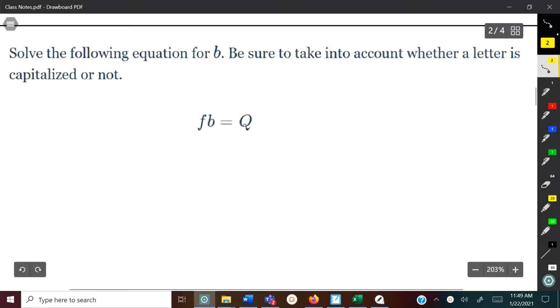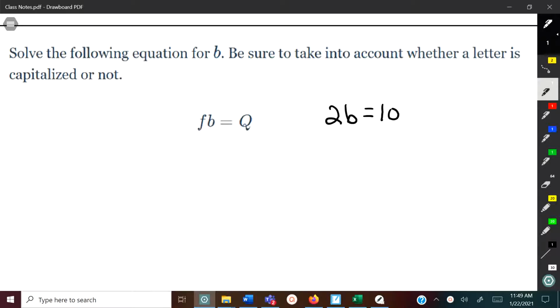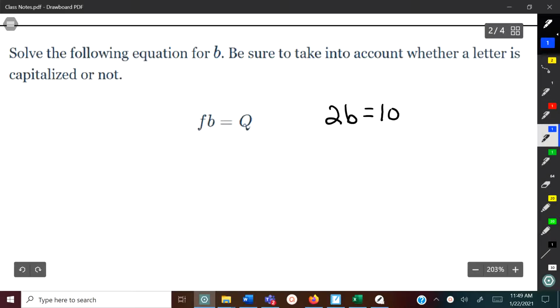It would be similar as if you had 2B is equal to 10. Notice how the 2 is multiplied times B, just like the F is multiplied times B. What would we do? We do the opposite operation. You would divide by 2 on both sides to isolate the B. So in this case, we're going to divide by F on both sides to isolate the B, so that the F's cancel out, leaving B is equal to Q divided by F.